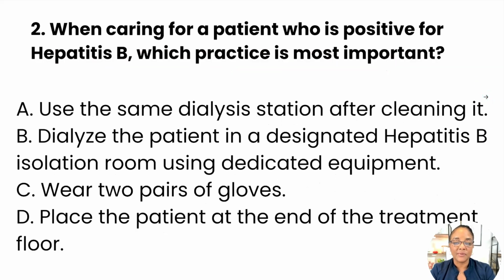Okay, let's see. Number two. When caring for a patient who is positive for hepatitis B, which practice is most important? A, use the same dialysis station after cleaning it. B, dialyze the patient in a designated hepatitis B isolation room using dedicated equipment. C, wear 2 pairs of gloves. D, place the patient at the end of the treatment floor.